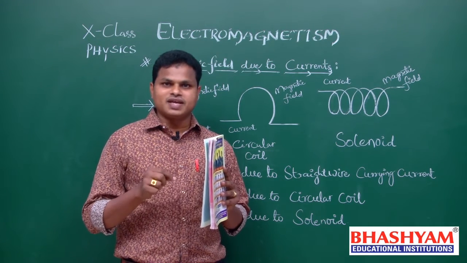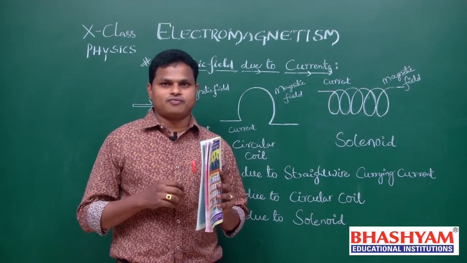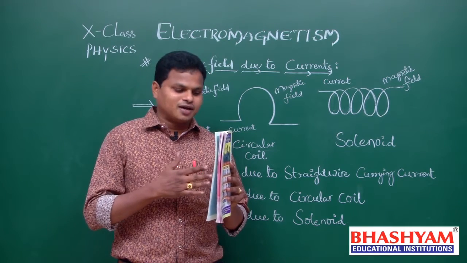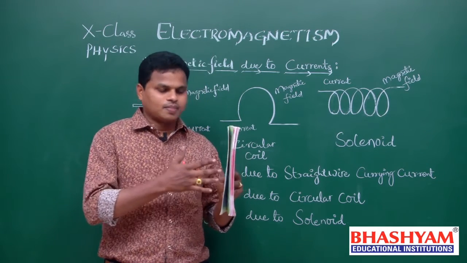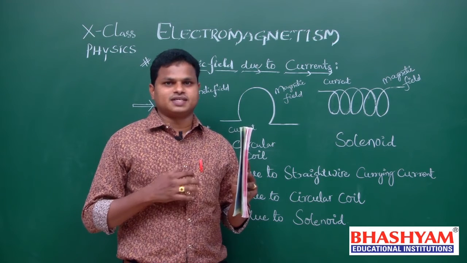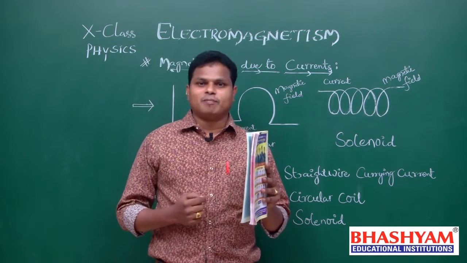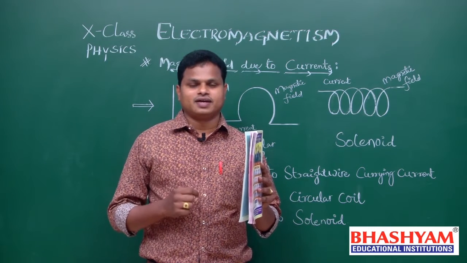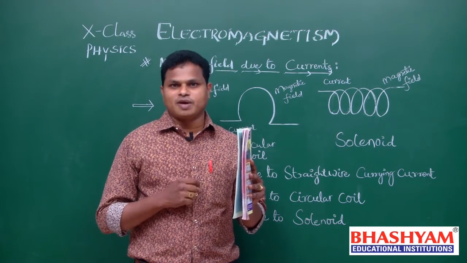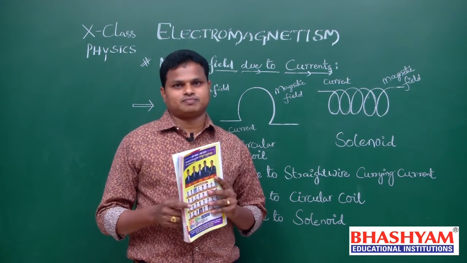Magnetic flux density means the magnetic flux passing through the plane area perpendicular to the field. That is the magnetic flux density. That's why magnetic flux density is equal to magnetic flux by area. The unit of magnetic flux density is Weber per meter square, also called Tesla.